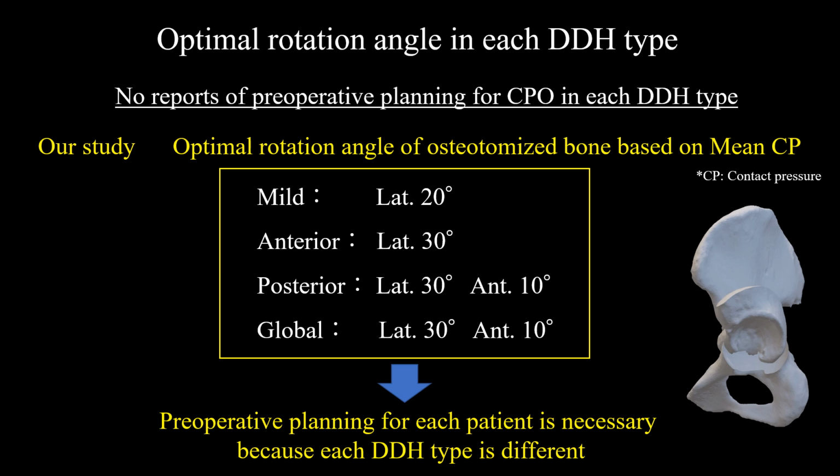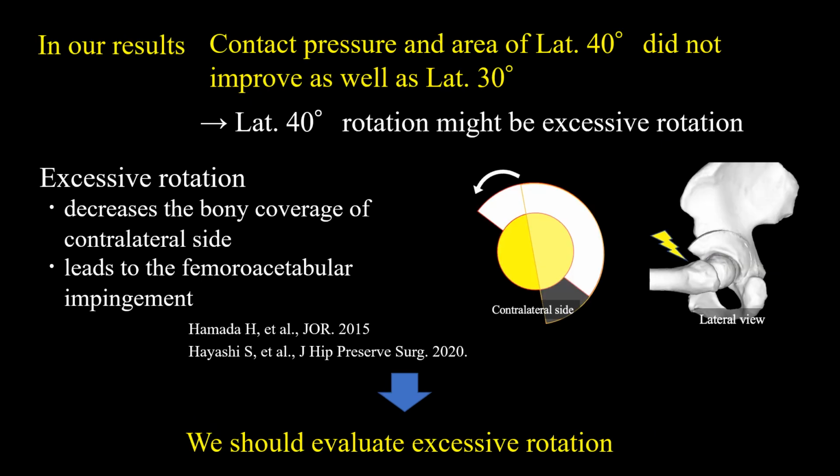Preoperative planning for each patient is necessary because each DDH type is different. In our results, contact pressure and area of lateral 40 degrees did not improve as well as lateral 30 degrees. So lateral 40 degrees rotation might be excessive rotation. Excessive rotation decreases the bony coverage of the contralateral side and leads to femoroacetabular impingement. So we should evaluate excessive rotation in CPO.